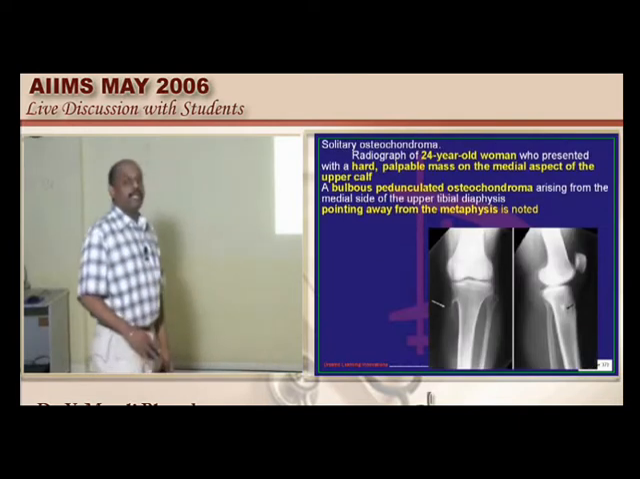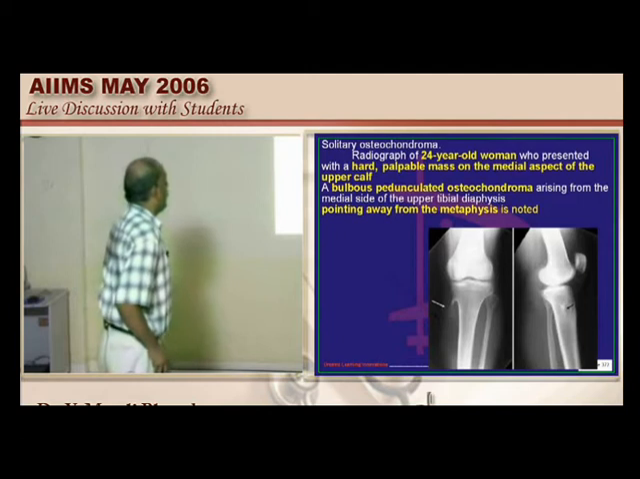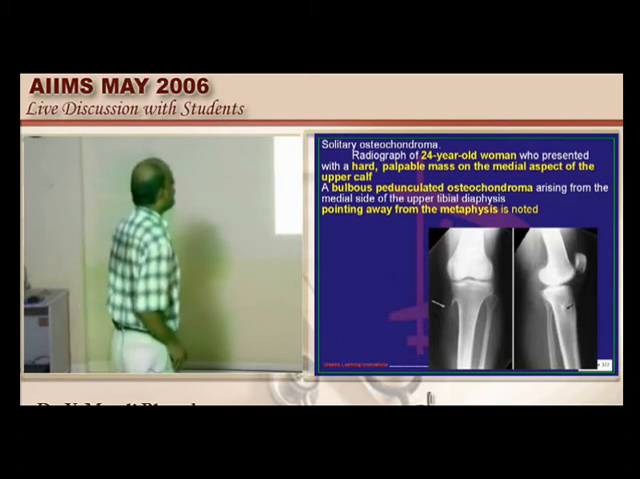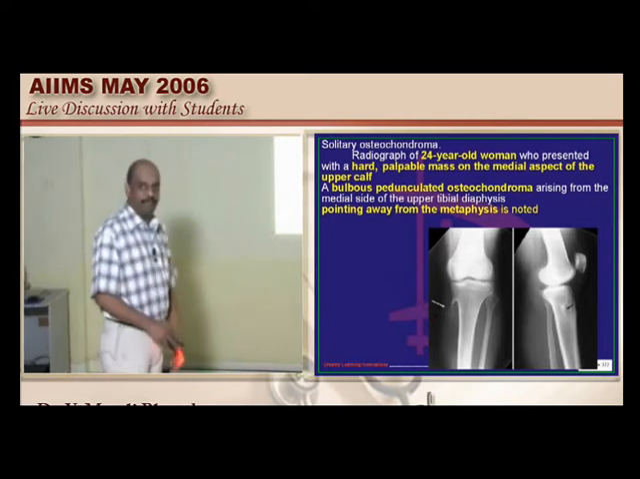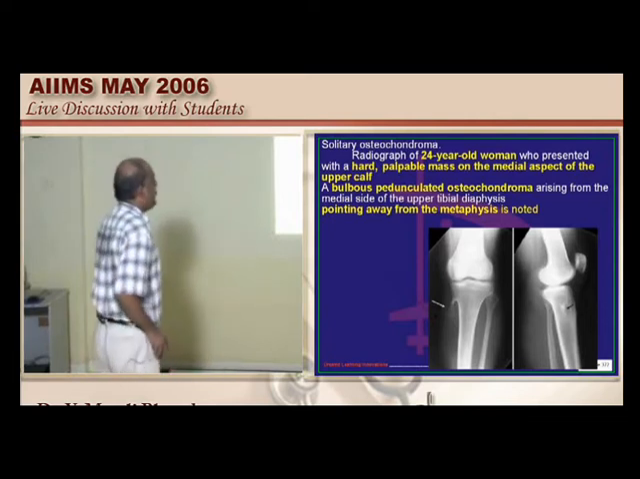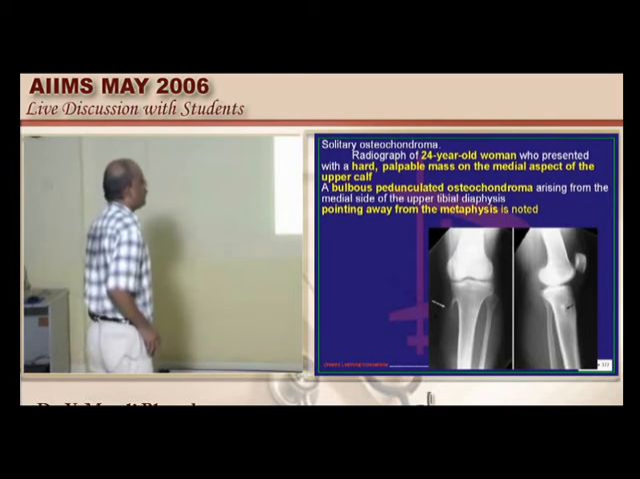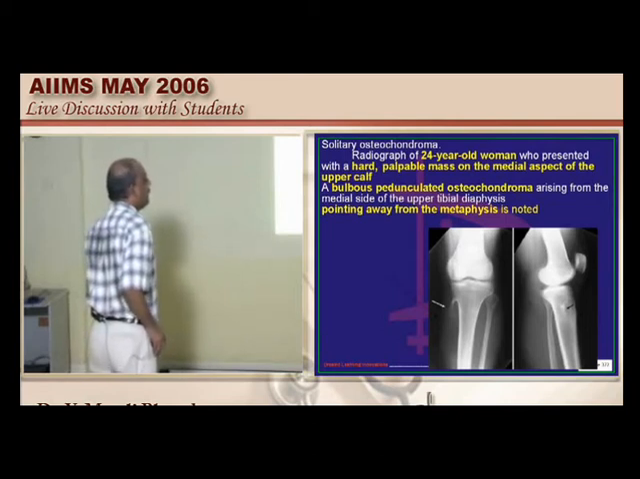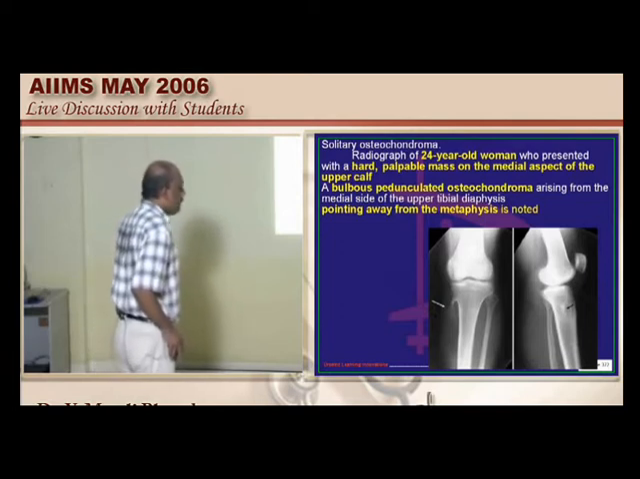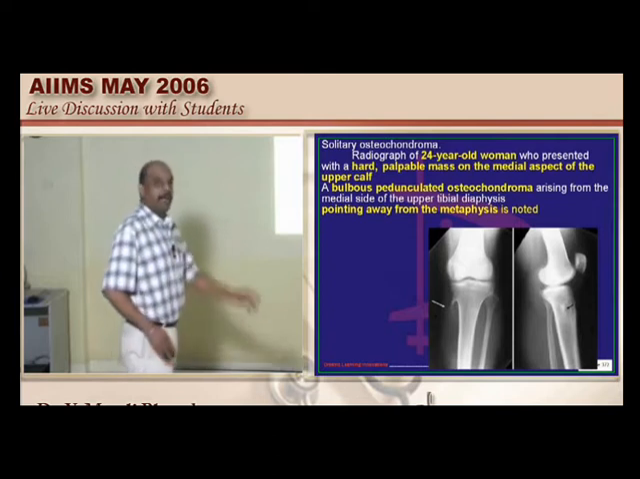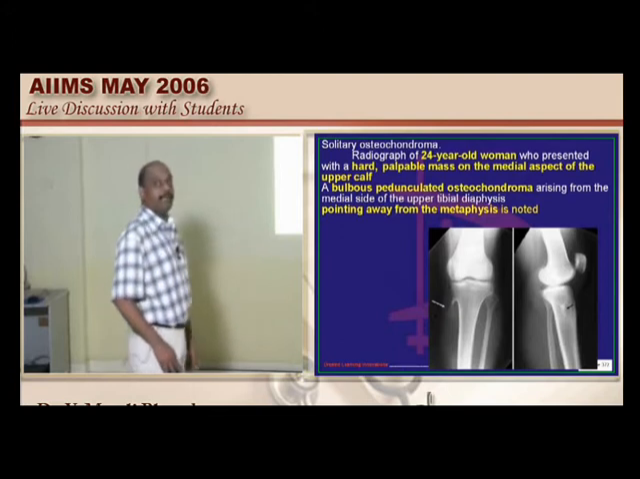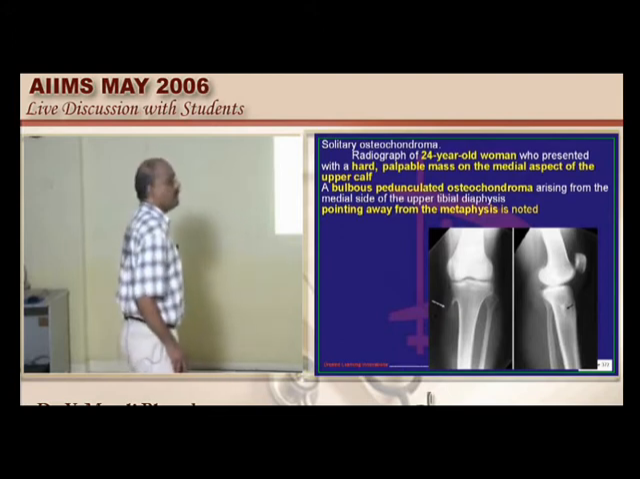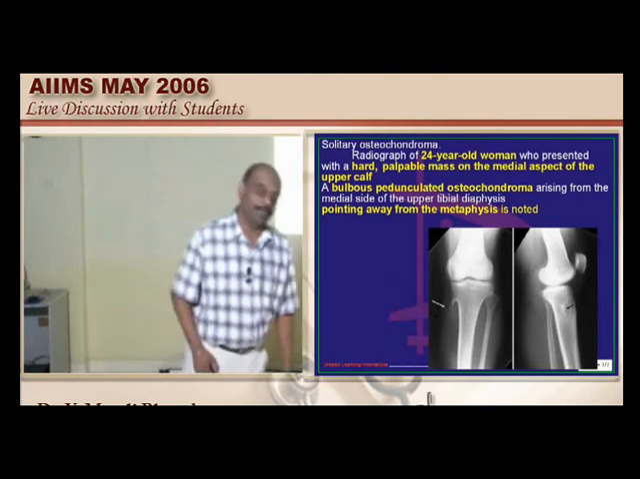Now I will give you a short case presentation. This is a 24-year-old man who has presented with a hard palpable mass along the medial aspect of the upper calf, and there is a bulbous pedunculated osteochondroma arising from the upper tibial epiphysis, which you are able to appreciate over here. Sometimes this simple benign lesion can undergo a malignant transformation, where this painless mass in the upper calf can be converted into a painful mass suggestive of malignant transformation.